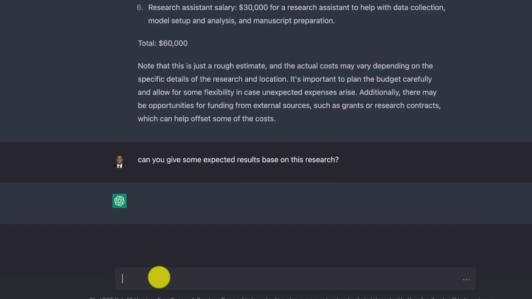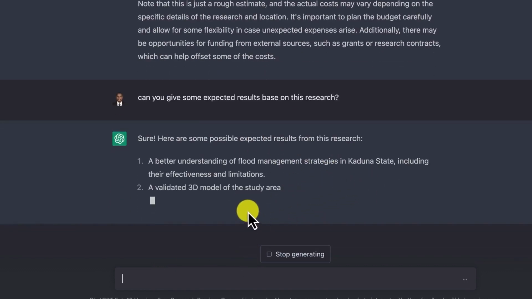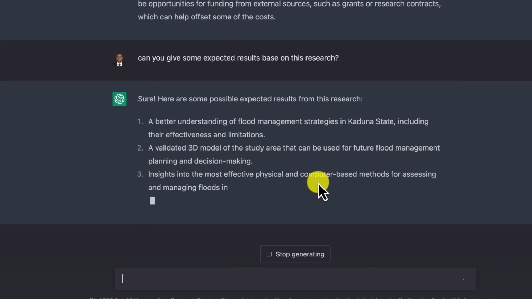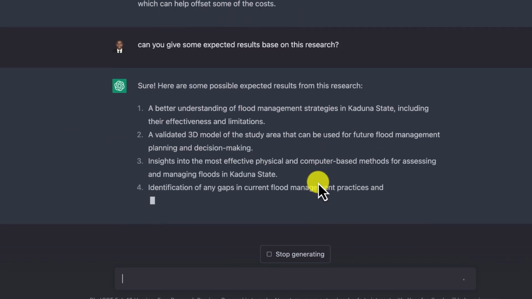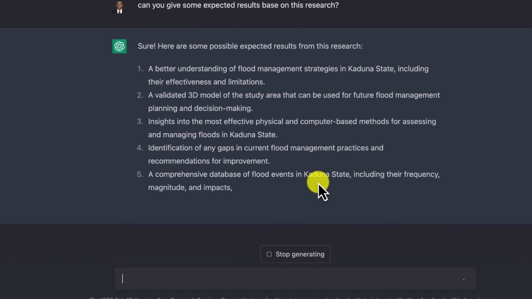So you just have some expected results based on the research. So usually these are the steps. Here are some possible expected results: a better understanding of flood management strategy in Kaduna State, a validated 3D model. So these are some of the key things we should expect at the end of it all. And during the presentation, identifying or highlighting some of these key expected results can give you an upper hand.